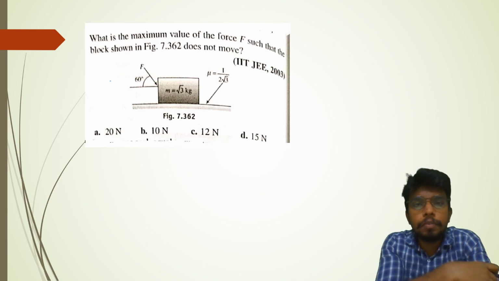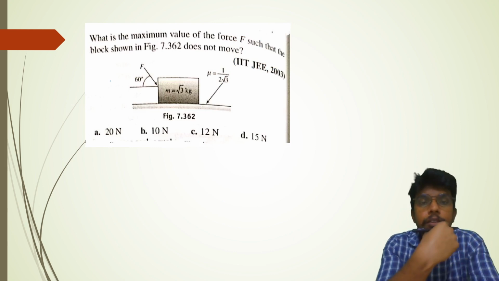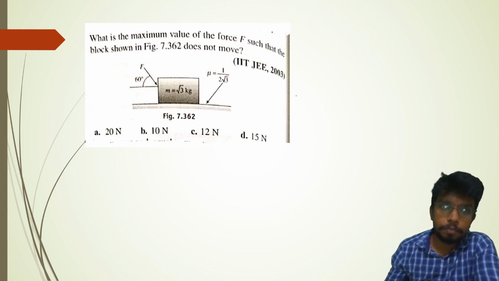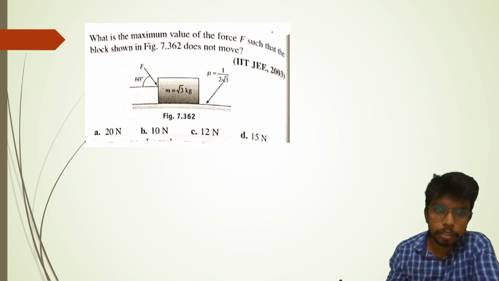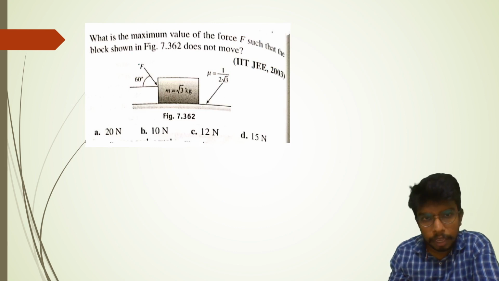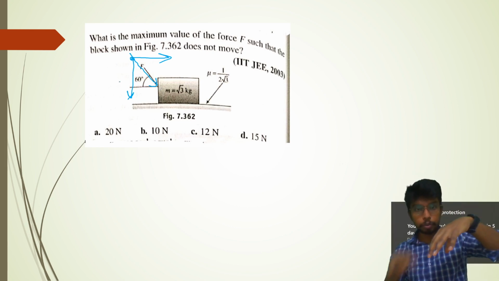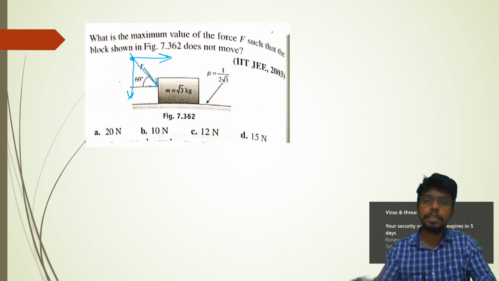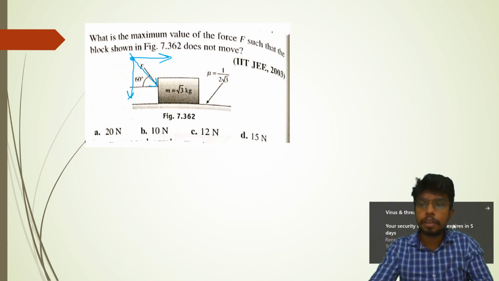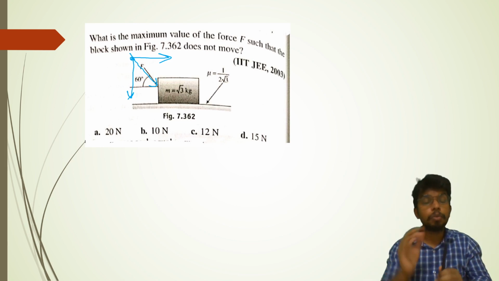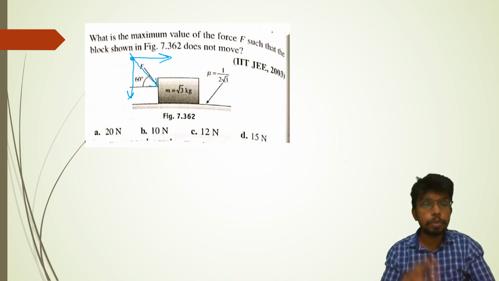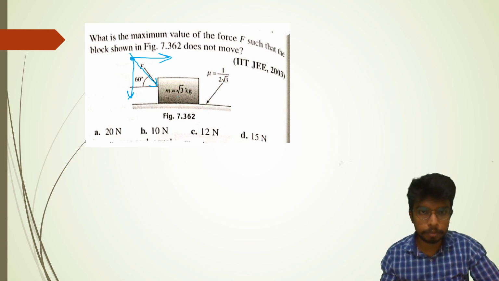What is the maximum value of the force F such that the block shown in the figure does not move? Okay. Here, one important thing we should understand, that there is a force F being applied in this direction, and because of this force there will be one component in the horizontal direction, but there will be one component in the vertical direction, and this component will push the ground, due to which the normal reaction effectively will increase, and this normal reaction is going to add up in the friction. So we need to consider all the situations here.